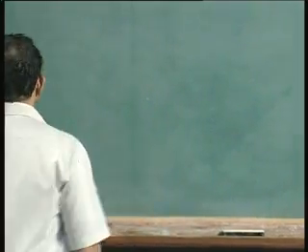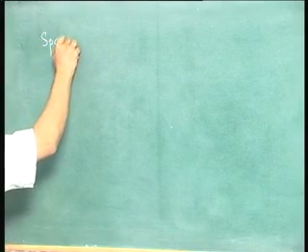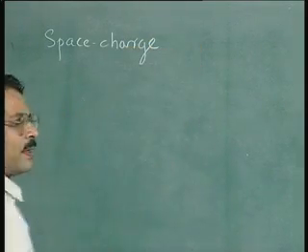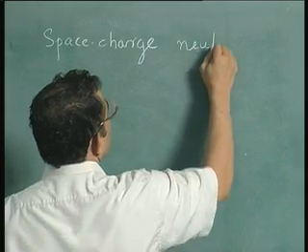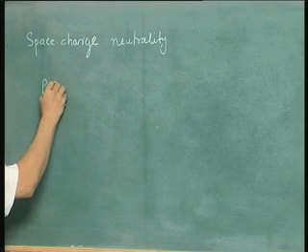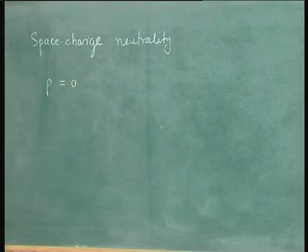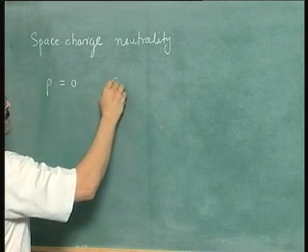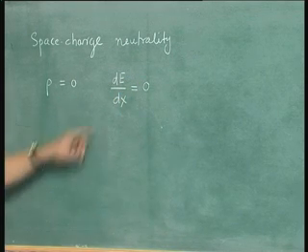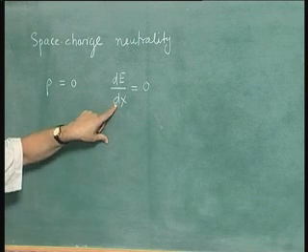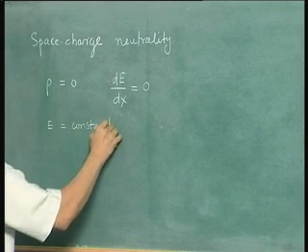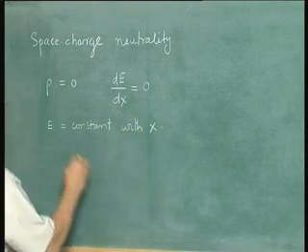Let us look at the approximation related to the space charge. So space charge neutrality, what does it mean? Space charge neutrality means that the term rho can be set equal to 0 in the Gauss's law. Rho is the space charge. So if it is a one-dimensional situation, then it means dE by dx is equal to 0, which in turn means that the electric field is constant with x, in a one-dimensional situation.